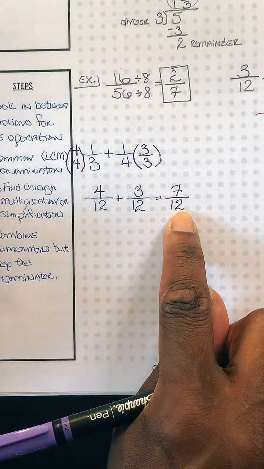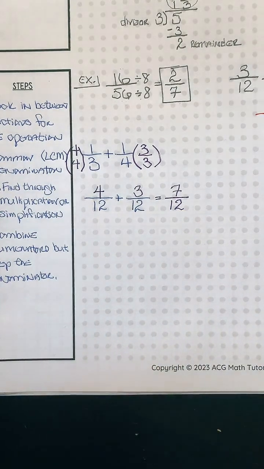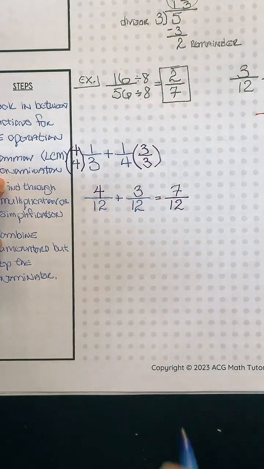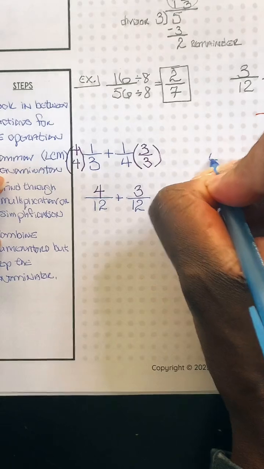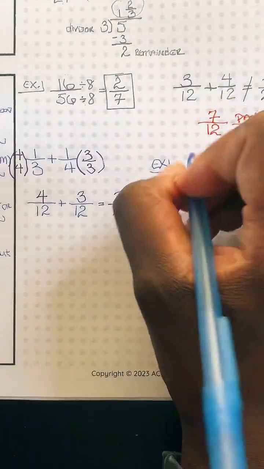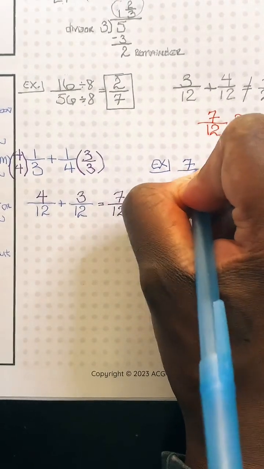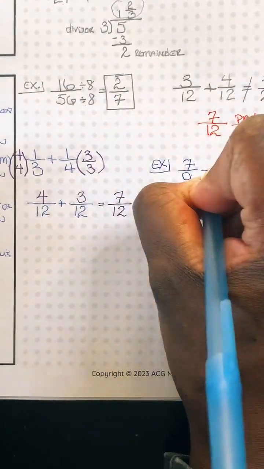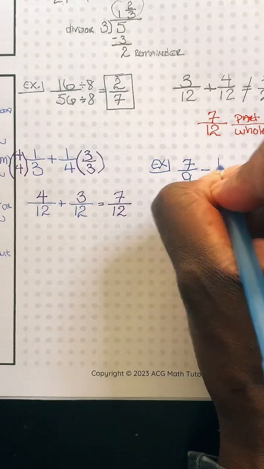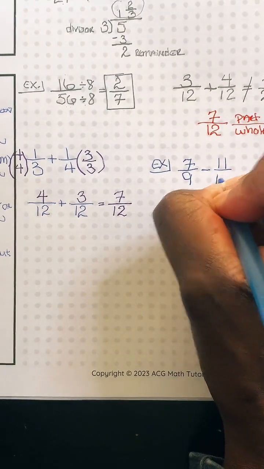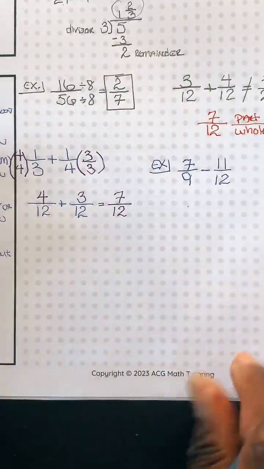So what happens if I have, let me switch it up a little bit. Let me put it over here. So what happens if I go 7/9 minus 11/12? I don't know what my session with 12 today is, but here we go.